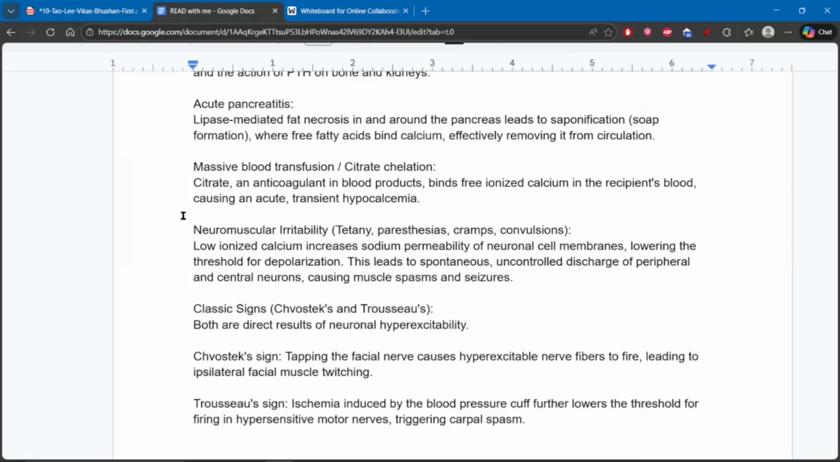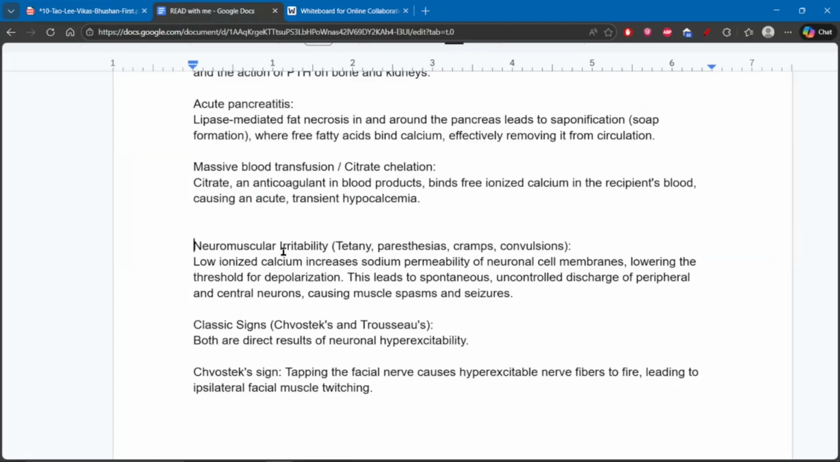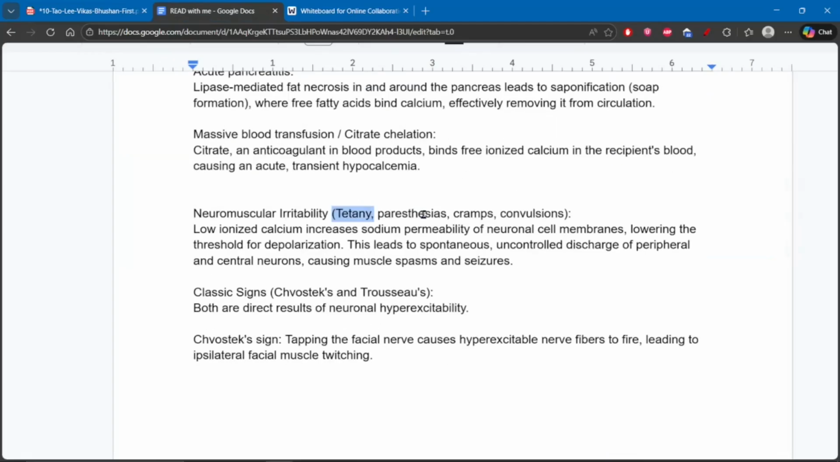Well, first of all, let's talk about neuromuscular irritability, which is tetany, paresthesias, cramps, and convulsions. So why do patients get tetany, paresthesias, cramps, and convulsions? What happens is that low ionized calcium increases sodium permeability of neuronal cell membranes, lowering the threshold for depolarization. Right. This leads to spontaneous, uncontrolled discharge of peripheral and central neurons, causing muscle spasms and seizures.